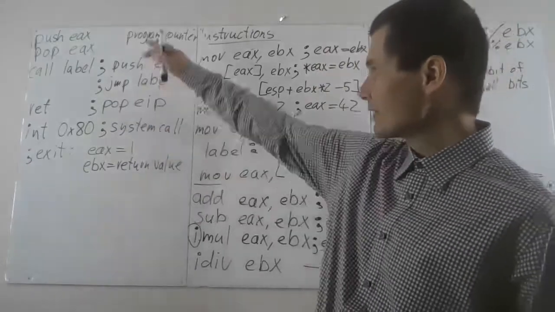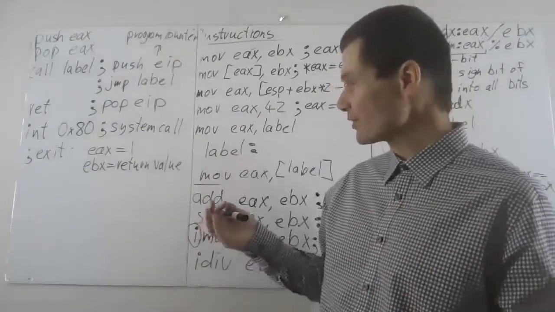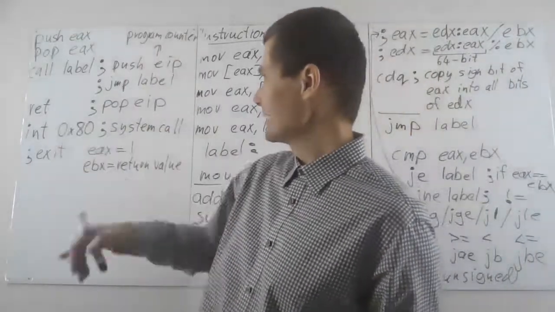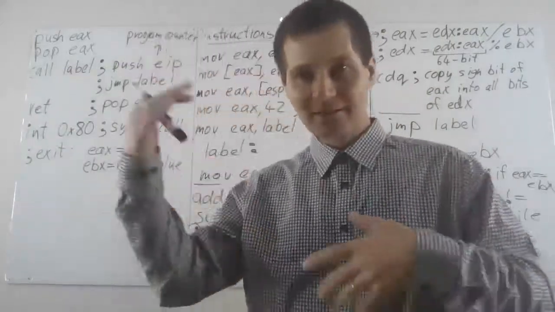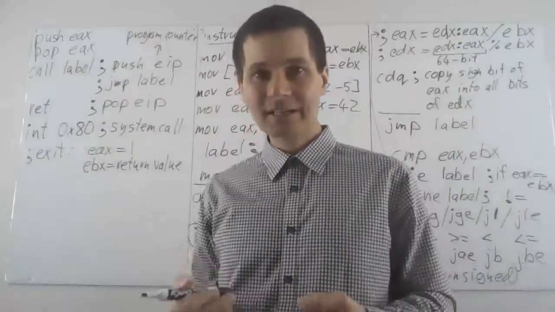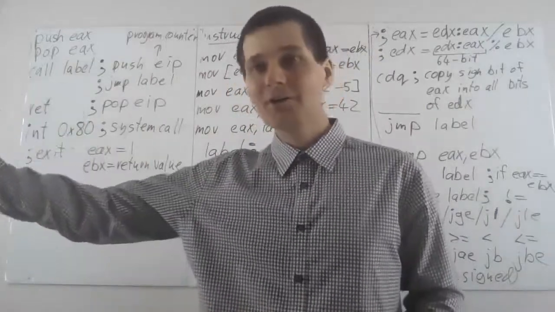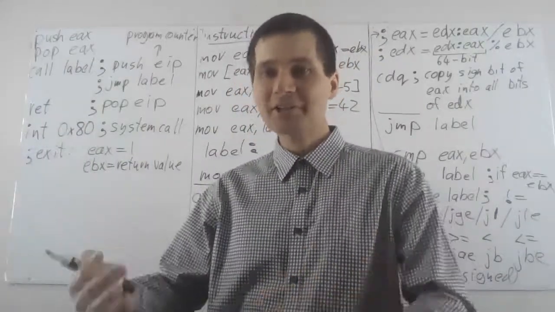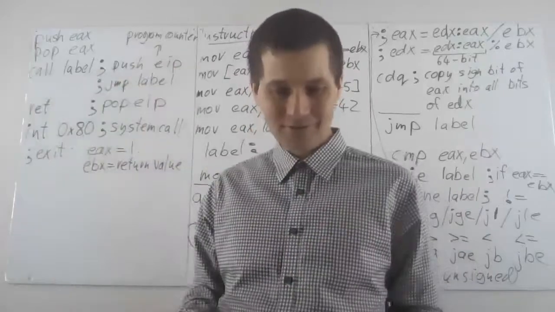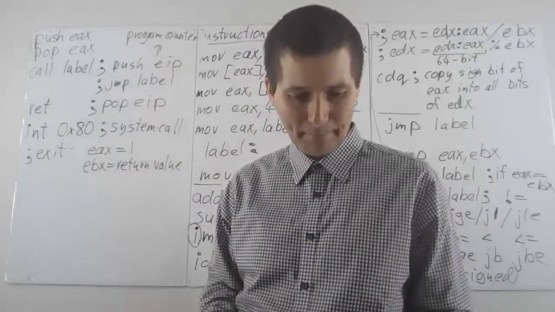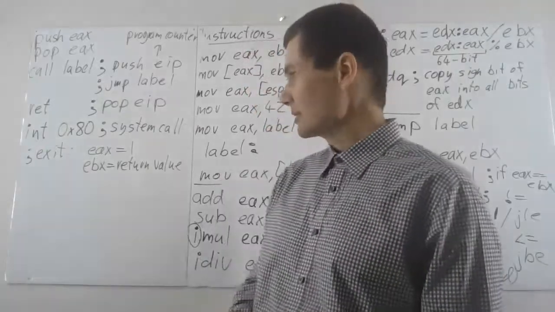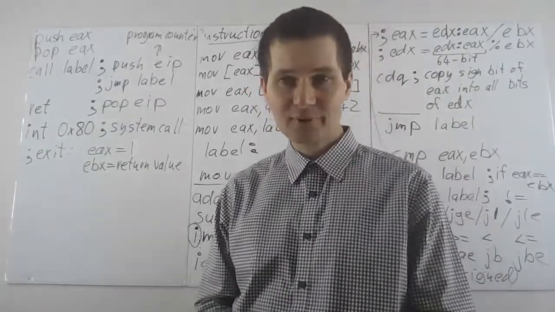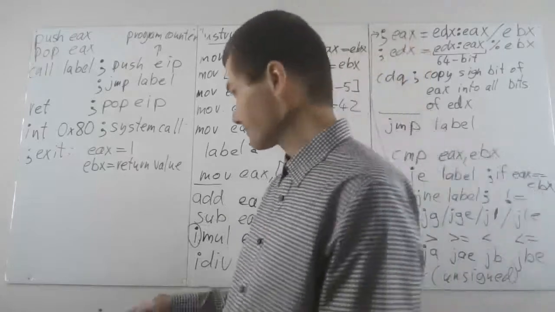Okay, so those are our control transfer instructions, right? So interrupt, call, return, and then the various jumps, all of these cause the CPU to run different code than the next instruction in memory. Okay, any more questions on these control transfer instructions?